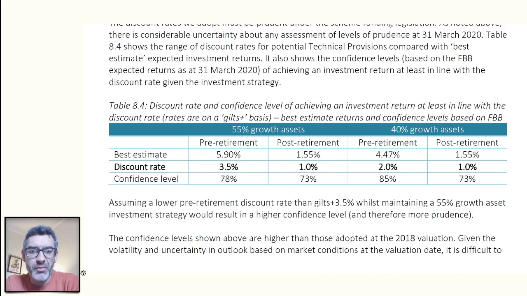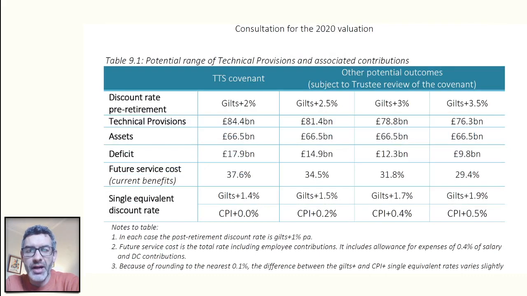So in fact, let me just go back and point to a number just to make this really clear. This gilts plus 1.9% single equivalent discount rate in this table is made up from a rate of gilts plus 3.5% for what's called the pre-retirement portfolio, and gilts plus 1%, which is for what they're calling the post-retirement portfolio. If you combine them together in a way that makes sense for the valuation, it works out as gilts plus 1.9% as a single equivalent.